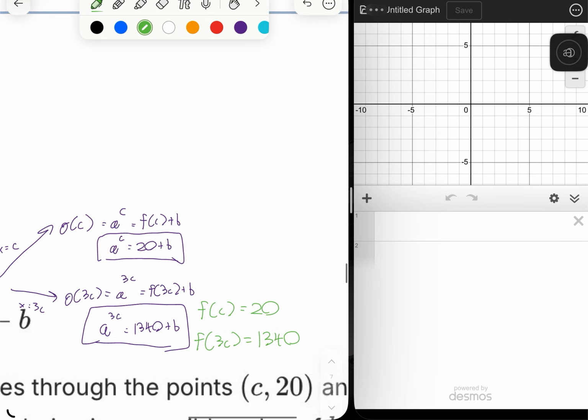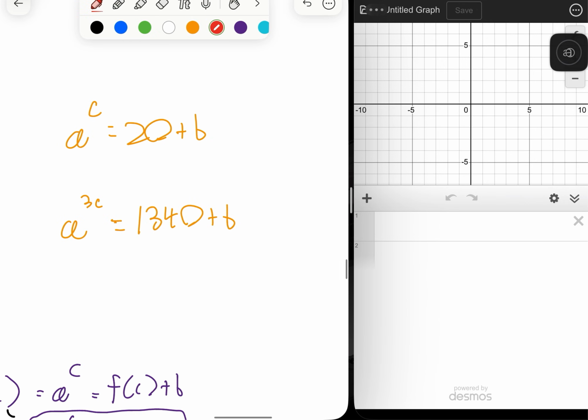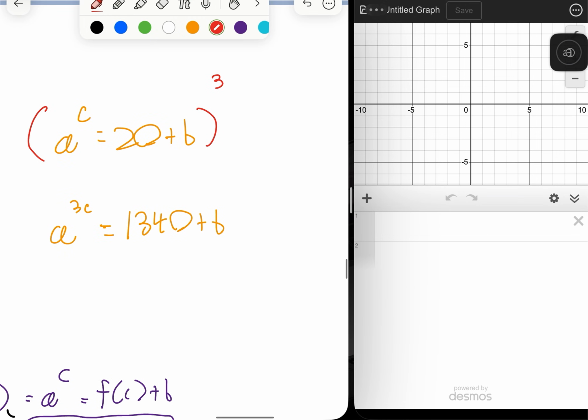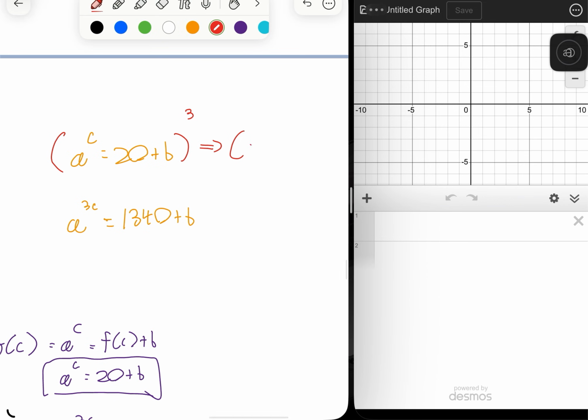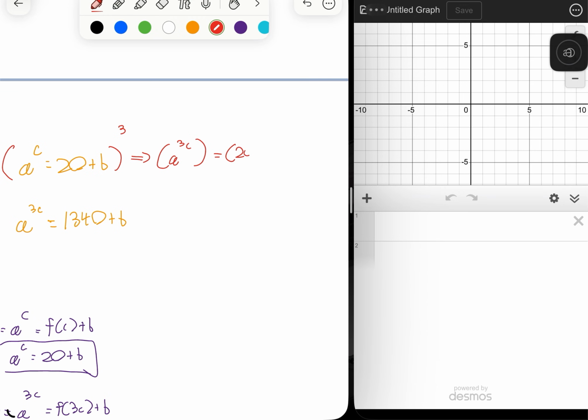Well, let's rewrite those for a sec. So we have a to the c equals 20 plus b, a to the 3c equals 1340 plus b, right? What you can do is take this first equation and raise both sides to the third power. And the reason I'm doing that is because once you do that, you get a to the c cubed. And if you know the exponent properties, you just multiply those exponents together, and you get a to the 3c, right? And on the right side here, you just have 20 plus b cubed.